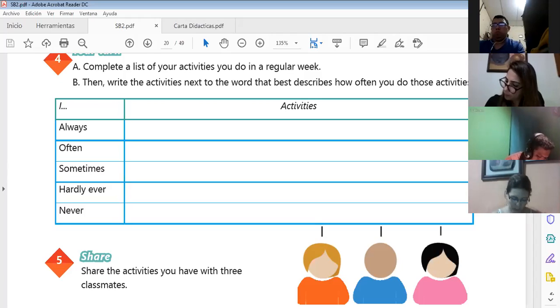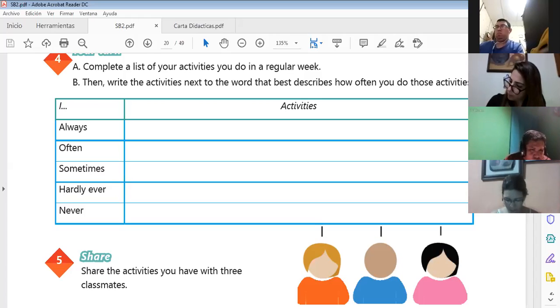Cualquiera podemos decir. Sometimes, alguna vez. Sometimes, no escribís alguna vez. Alguna vez también.